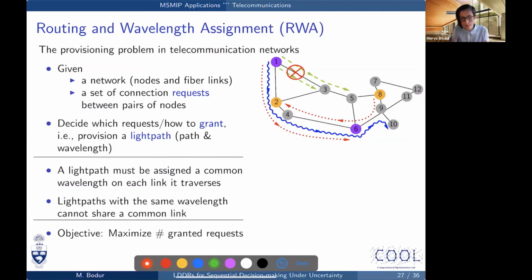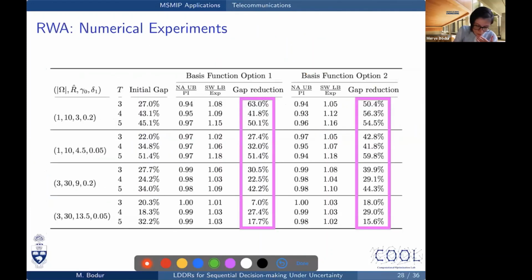And the goal is to maximize the expected number of requests granted. Of course, there is traffic uncertainty. Demand will be the main source of uncertainty. You want to maximize the number of requests that you granted. Again, forget about all the numbers, just look at the highlighted ones.